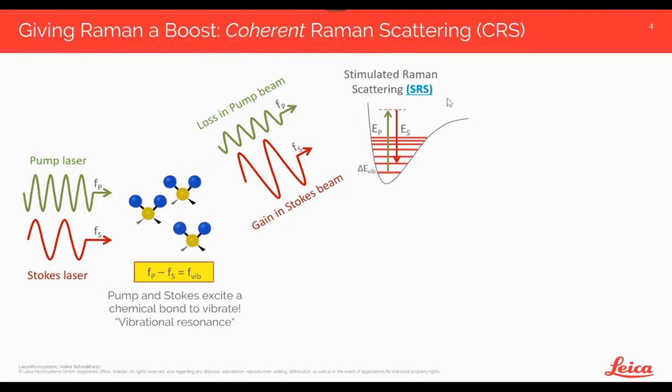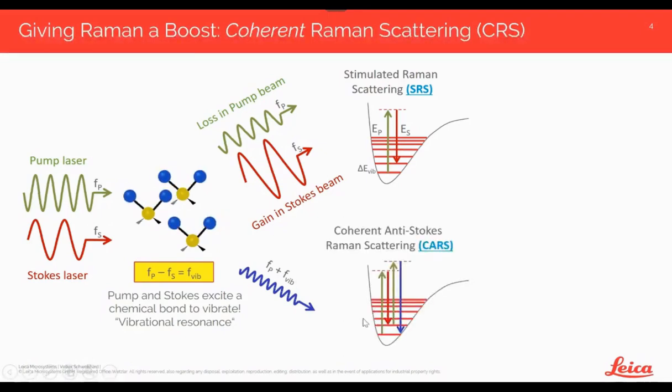Now, this process is most efficiently driven using picosecond laser pulses with fairly high intensities. And under such high intensity conditions, other nonlinear optical processes take place as well. One of the prominent effects that was discovered very early on was the emission of blue shifted photons, which in an energy diagram can be explained as such, which is called the coherent anti-Stokes Raman scattering process, or CARS process.